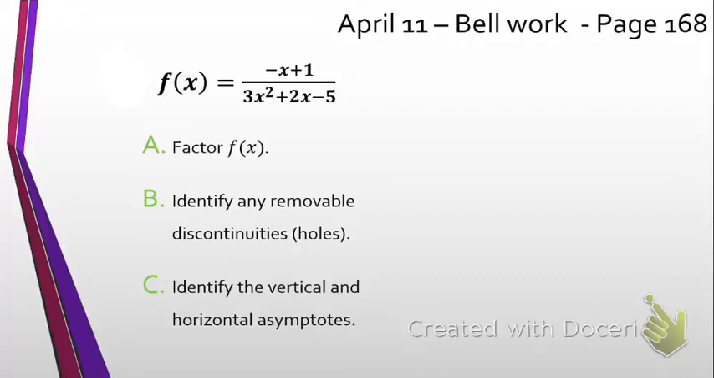We're just going to go one step at a time. The first thing we're going to do is factor. So in our numerator, we're going to take out our GCF, which is a -1. Go ahead and do that. Take out the -1 in the numerator.